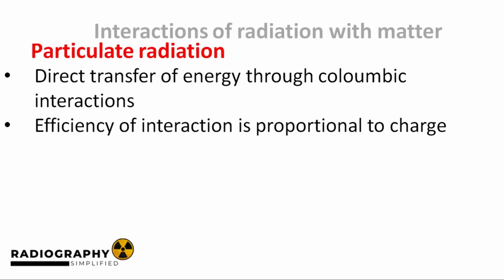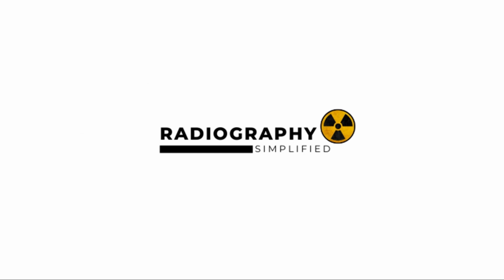Now we conclude by briefly talking about the interactions in particulate radiation. As we stated in the last video, high-charge particles like alpha particles are able to lose their energy rapidly through Coulombic interactions. The efficiency of these interactions is proportional to their charge. That concludes the section on interactions of radiation with matter.